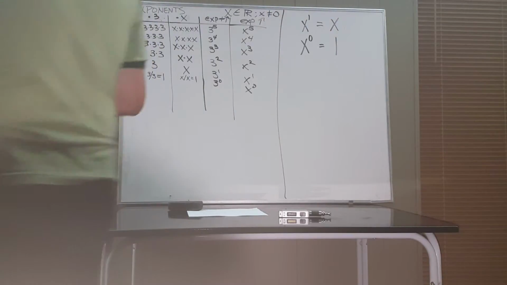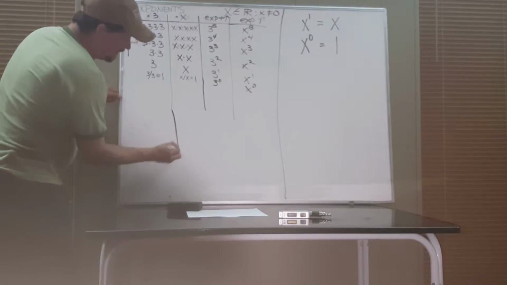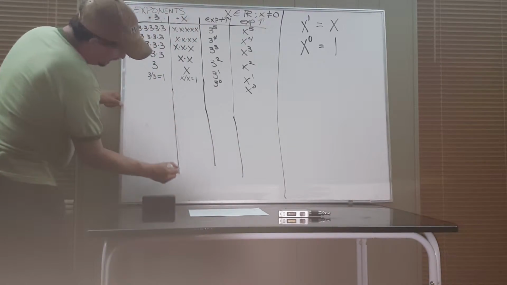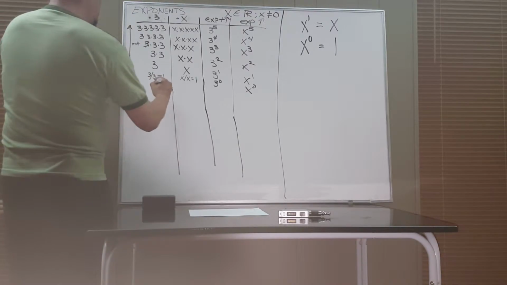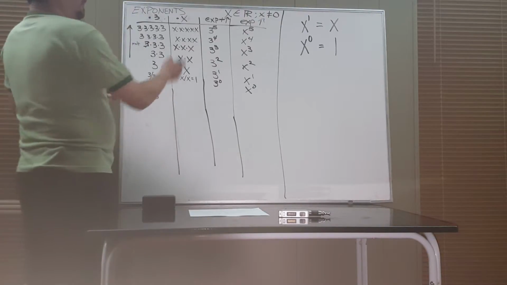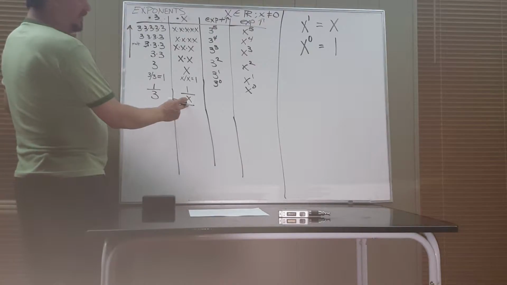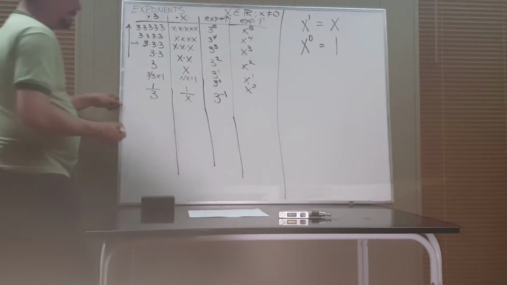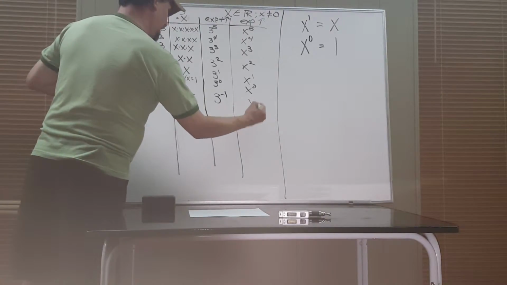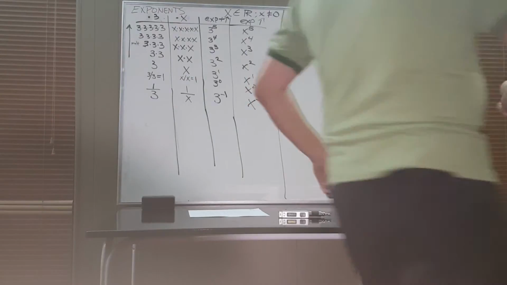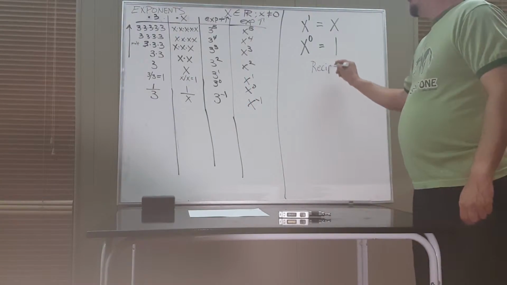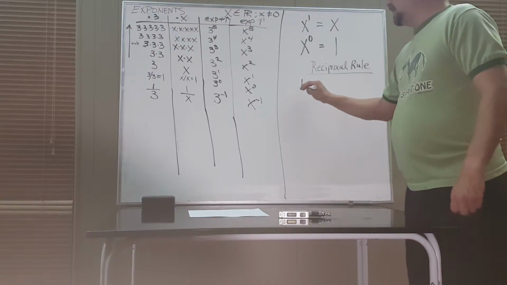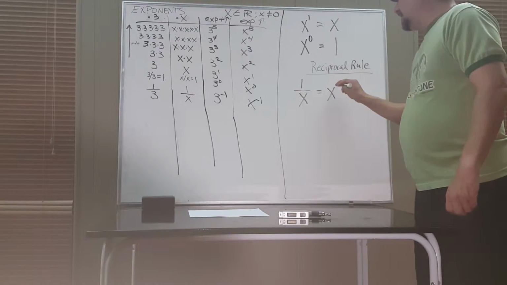Now this is where it gets interesting. What happens if I keep going downwards? I'm going to keep dividing by 3. So here I have 1 divided by 3, and of course, this would be 1 divided by x. And x can't be 0 because we can't divide by 0. Here's the exponent: 3 to the negative 1, and this would be x to the negative 1. So here is what we call the reciprocal rule. If we have 1 divided by x, that is x to the negative 1 power.